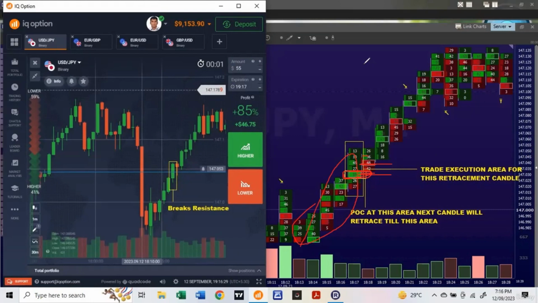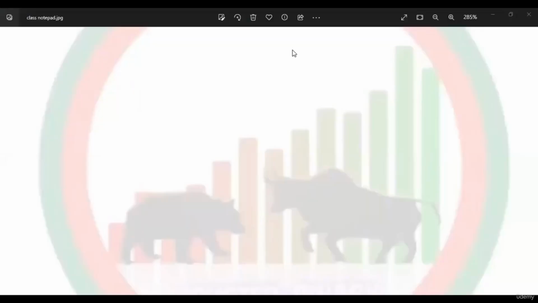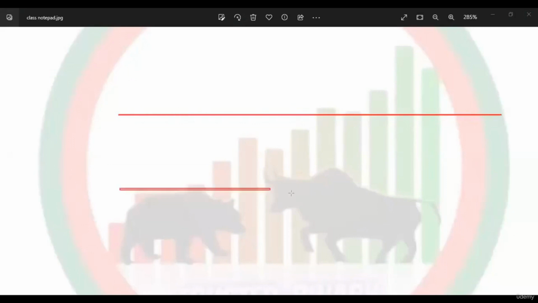Yes, you are right. So the basic knowledge of POC is clear now. Try to understand, we have to understand some slightly advanced knowledge. So that is POC. Suppose it's a level, it's a level of the market. It can be a support level or resistance level or SNR level.